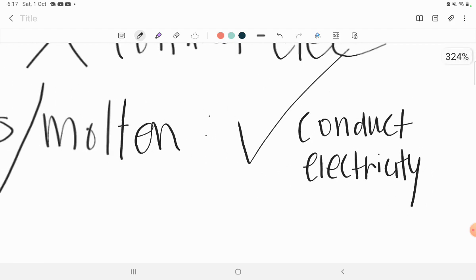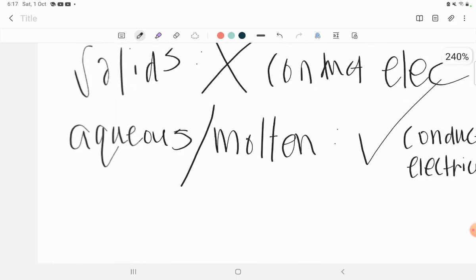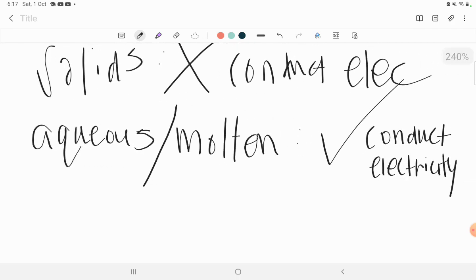I'm just gonna assume that by now you should know what aqueous and molten substances are. Aqueous basically means that it has been dissolved in a solvent, and molten means, just think of molten magma or molten lava. It's basically in a melted form.